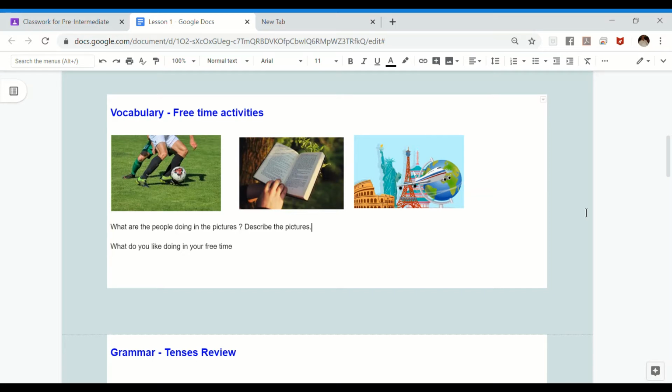Let's move on to free time activities. Here we have two questions. What are the people doing in the pictures? And describe the pictures. Okay, let's put the two questions together.